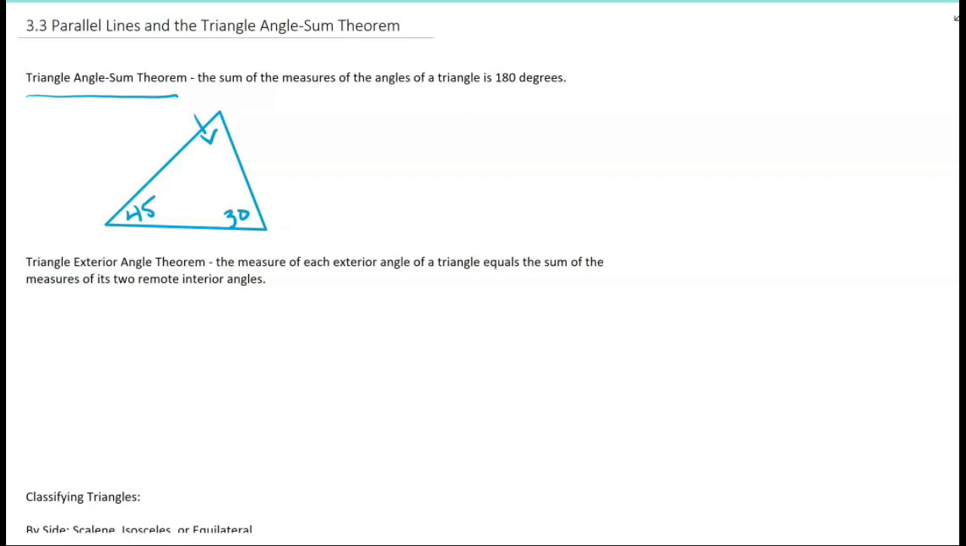And we can find that by simply setting up a basic algebra problem. So 45 plus 30, we'll call this x, plus x has to equal 180. All right, so 75 plus x equals 180. And if you subtract 75, you're going to get 105.